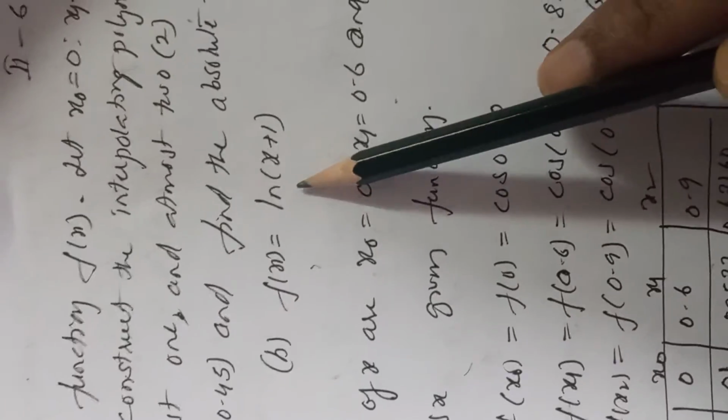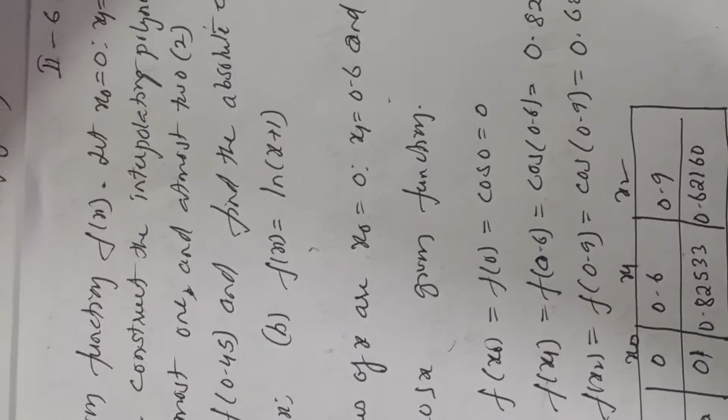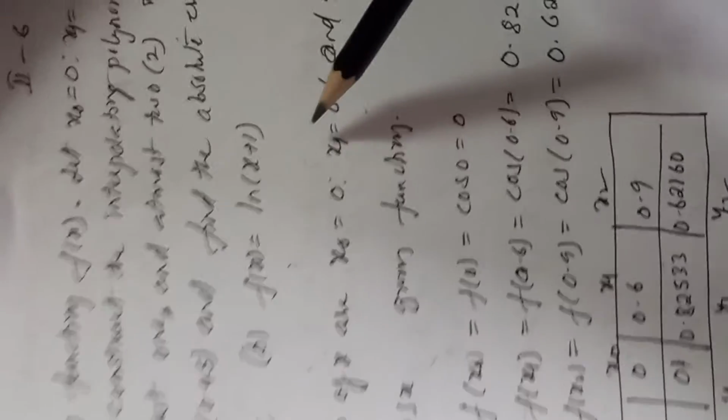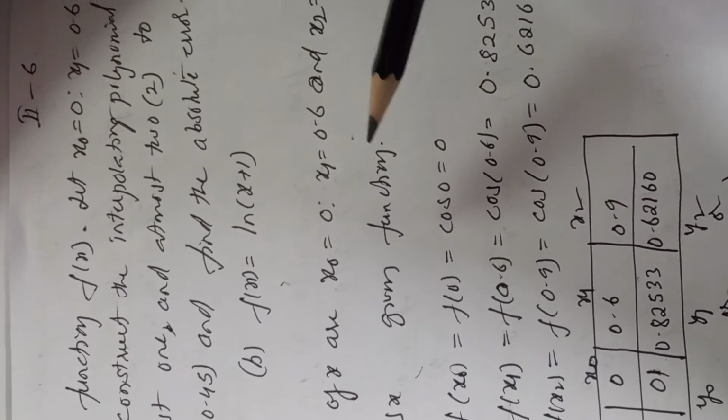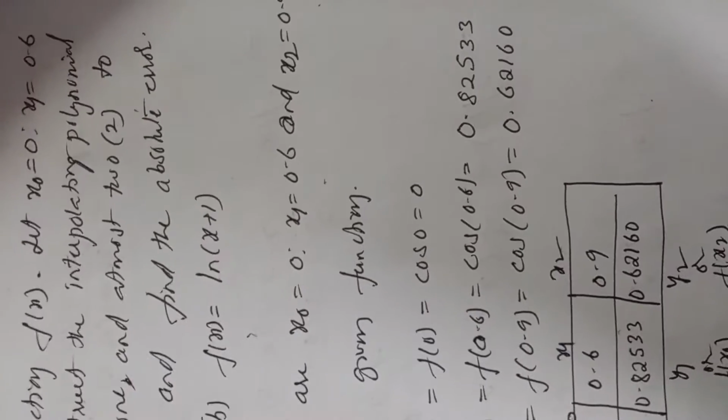f(x) is equal to ln(x plus 1). That means log to the base e of x plus 1. ln stands for log to the base e, right. Again here there are two cases. First, you have to find the Lagrange's interpolation polynomial of degree 1 and then the absolute error. And in the second case we have to find the Lagrange's interpolating polynomial of degree at most 2, and by using that we have to find the absolute error, right? Try to solve that problem. Second one, it's a practical problem, right?